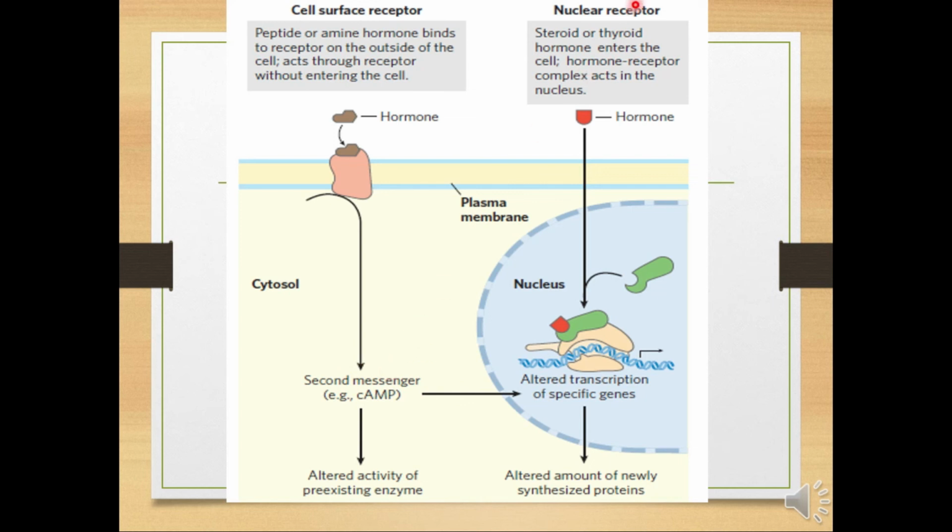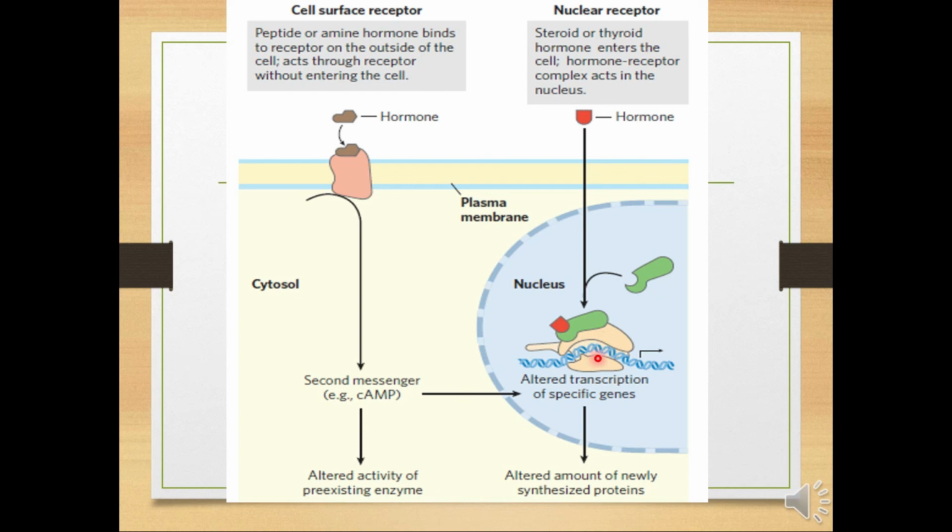The second one is the nuclear receptor hormone. In the case of nuclear receptor hormones, for example, there are some steroid or thyroid hormones which act through nuclear receptors, and in this case the hormone enters directly into the cell, and crossing the cytoplasm and nuclear membrane, it enters into the nucleus, and then inside the nucleus it combines with its specific receptor and makes a nuclear receptor, a hormone receptor complex.